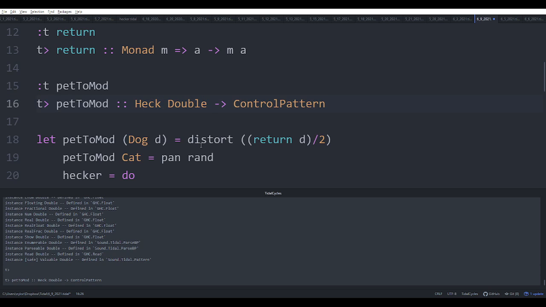And how did Haskell figure out it had to be a double? Well, because at the end of the day, we used the D here inside a pattern that was fed to distort, and distort one wants a pattern of doubles. So this is how type inference works. Haskell takes the data it has, and then it sees if it can construct a general type that would fit. In this case, Hack of double.